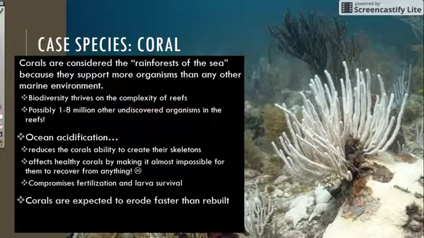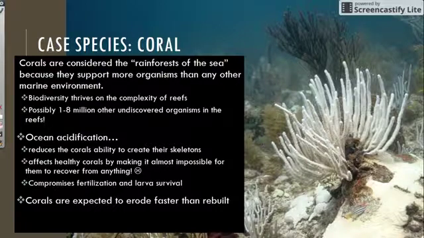Corals are going to rely on the saturation of carbonate to build a reef, and then other organisms are going to depend on the corals building their reefs for their habitat. So if we're thinking about ocean acidification, we're going to reduce the coral's ability to build themselves and to build the habitat for other organisms.